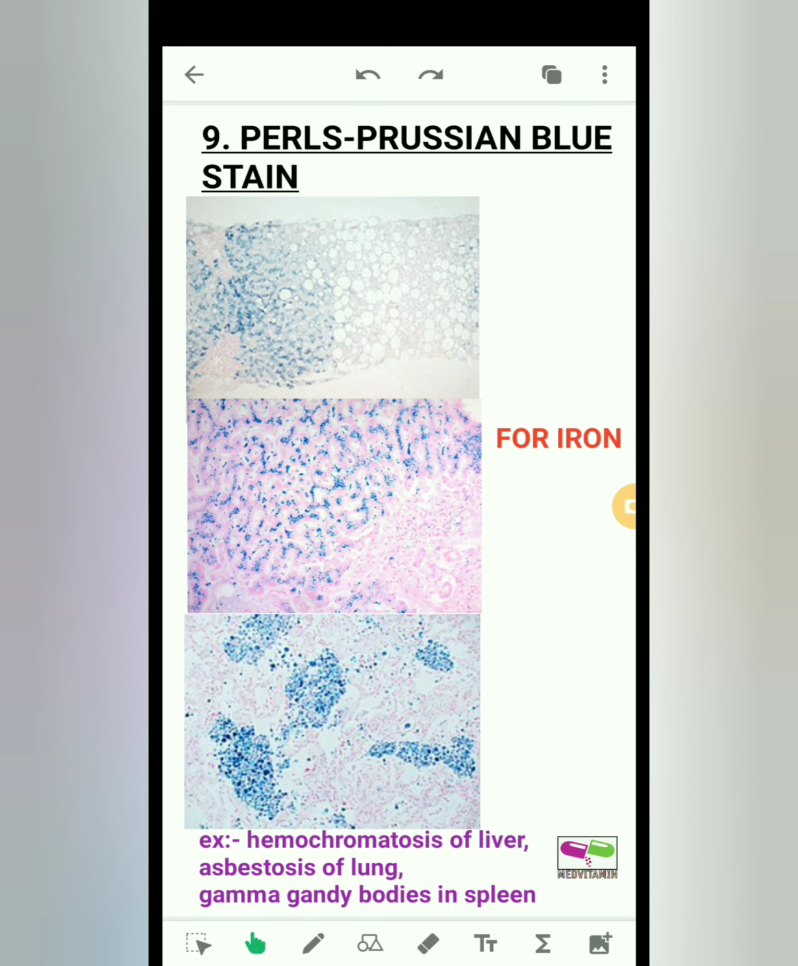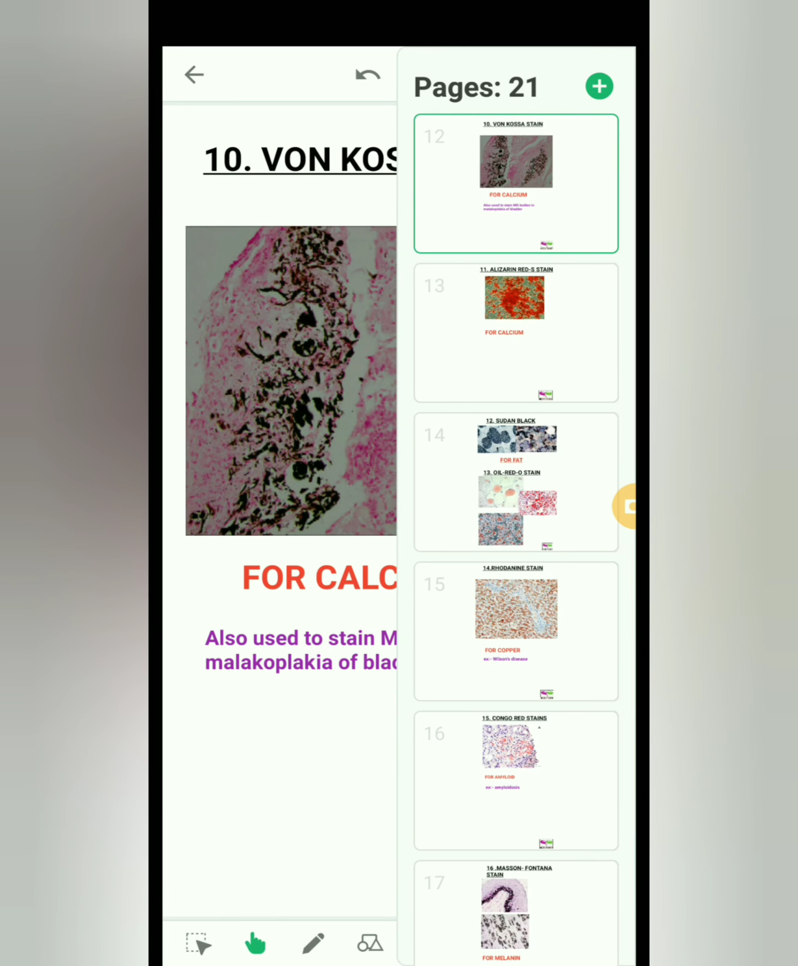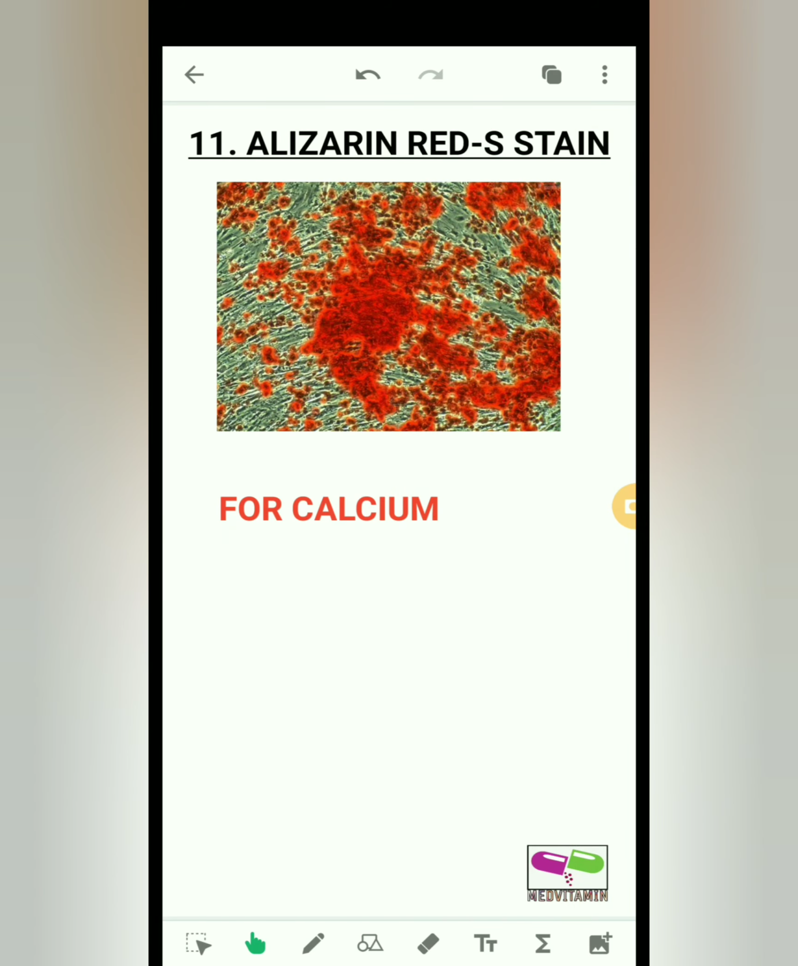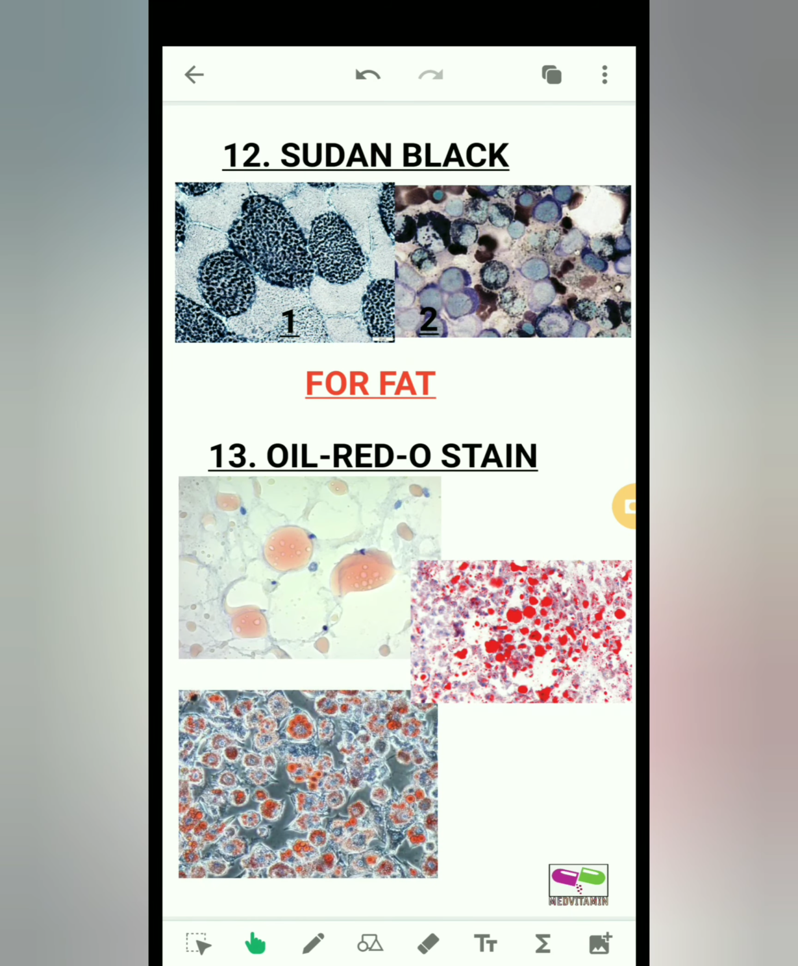Coming to our next slide, this is von Kossa staining for calcium. This is also used to stain Michaelis-Gutmann bodies in malakoplakia of bladder. Then the next slide is also for calcium. Here Alizarin red staining is used. Next slide is about fat, and Sudan black can be used. Oil red O also can be used.